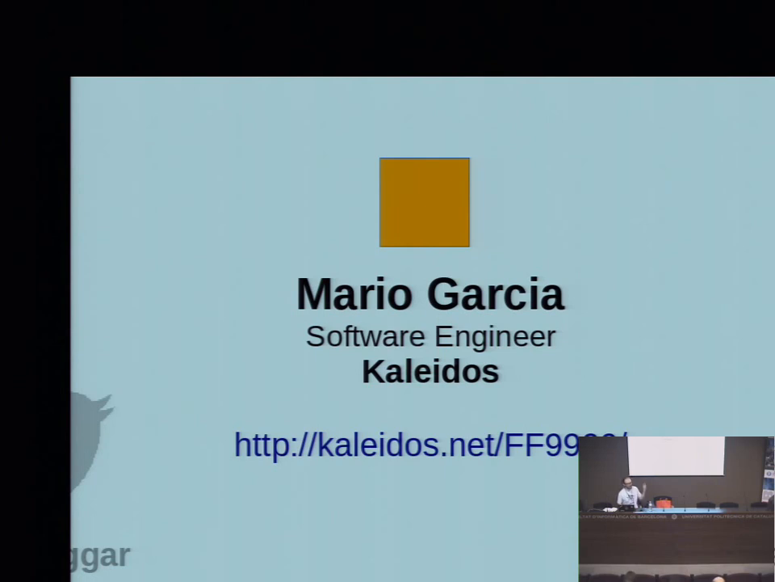Okay, first of all, for those who don't know me, I'm Mario Garcia. I'm a software engineer in Kaleidos. We mostly work with technologies like Groovy, Rails, and Python as well. We kind of like any kind of technology. Okay, well, those are my social links in case you want to contact me.